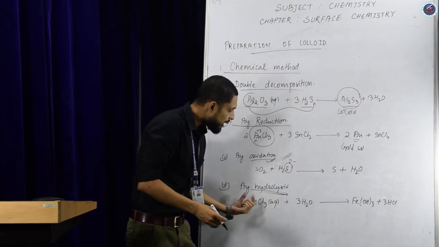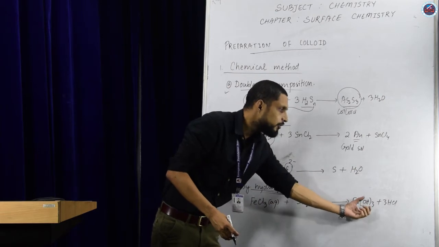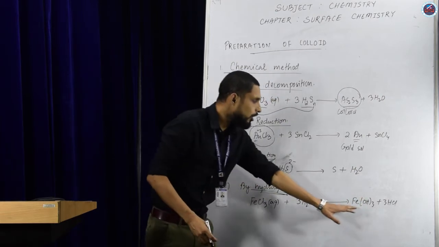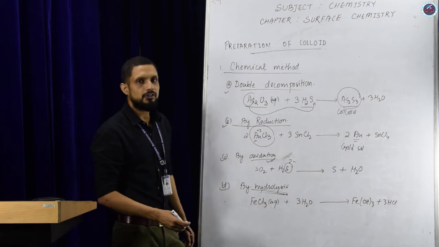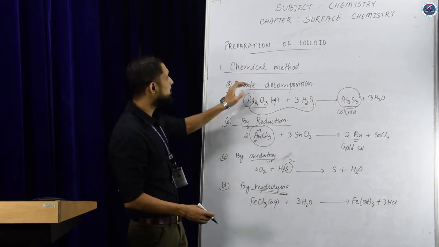Hydrolysis. Hydrolysis means breaking of water. So in FeCl3, Fe3 positive will take OH negative from water and will form Fe(OH)3. So this colloid is formed by hydrolysis method. So these are the chemical methods by which we can prepare colloid.